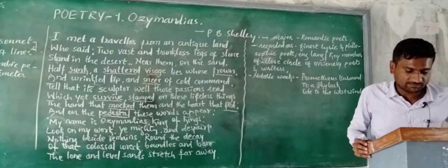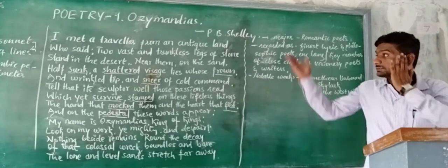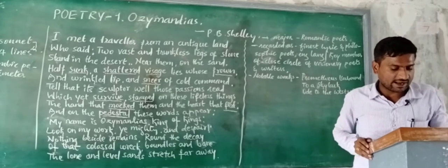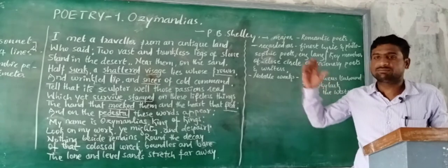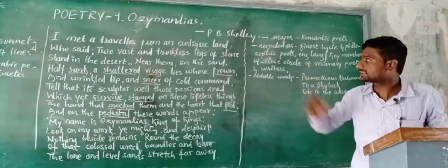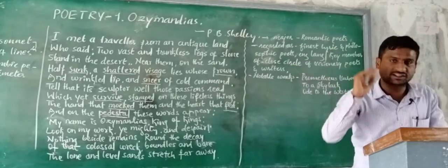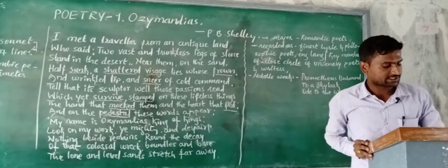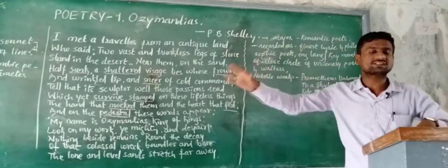And see, my dear students, the traveler is the second person, and the first person is the poet, and he meets a traveler in that Sahara desert. On that ancient, antique land, the traveler explains everything in front of the poet. That is a vast pair of legs, but a ruined statue.